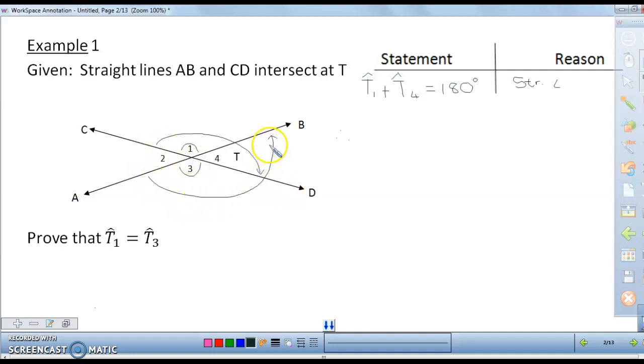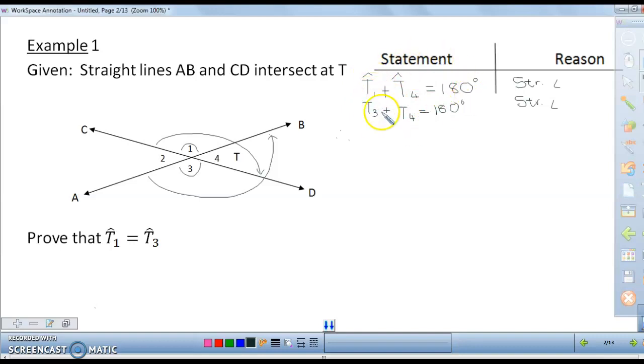So the other straight angle I've got is this one. I've got angle T3, and if I add that angle T4 to it, I'm also going to get 180 degrees. For the same reason, it's also a straight angle. So I write my reason. Okay, so now I've got two statements here.